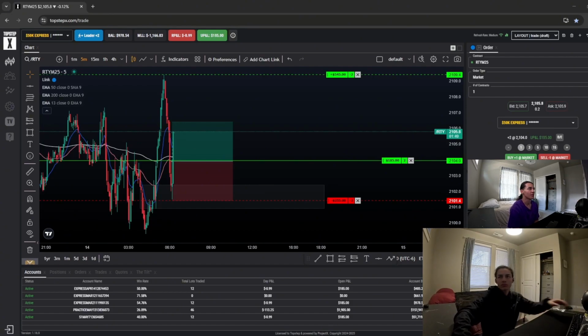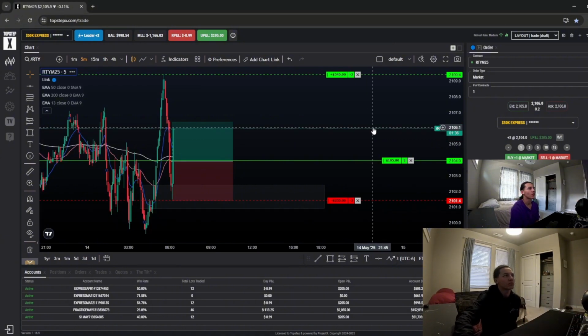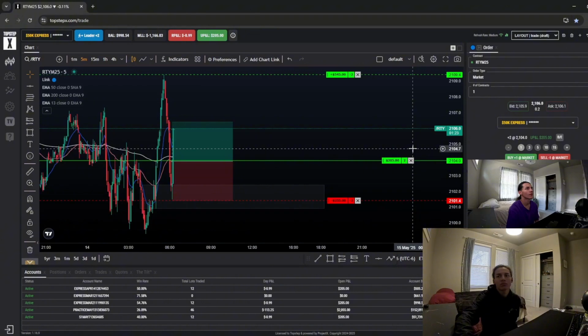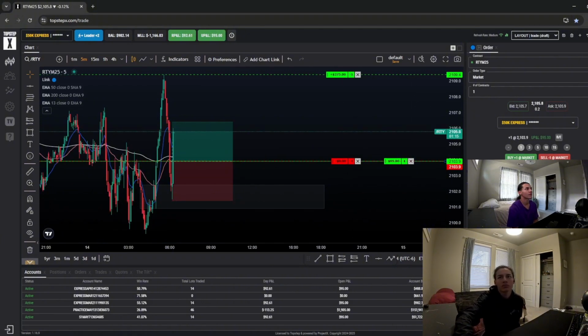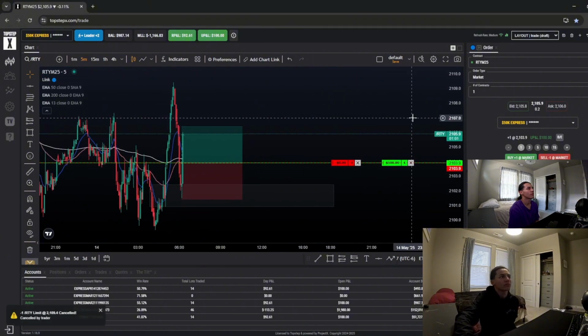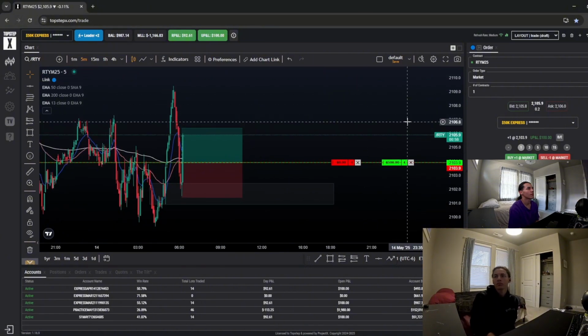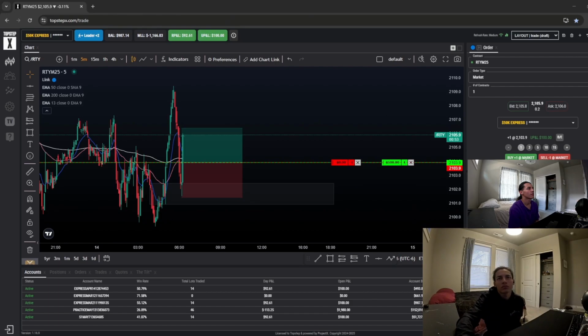This is a beautiful candle. This is exactly what you want to see right here. I believe this was only a 5-minute zone too. So we're almost to 1-to-1. I'm just waiting so I can take my one out. Actually took it out right there a little bit before. Yeah, I took it out a little bit before 1-to-1. That's crazy.